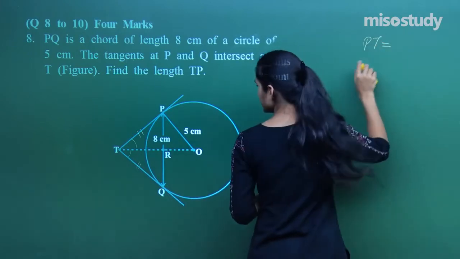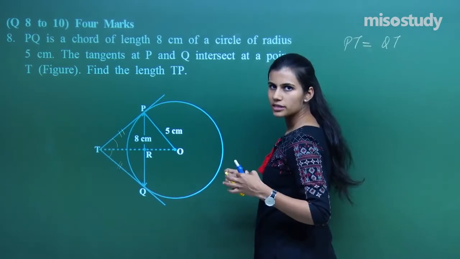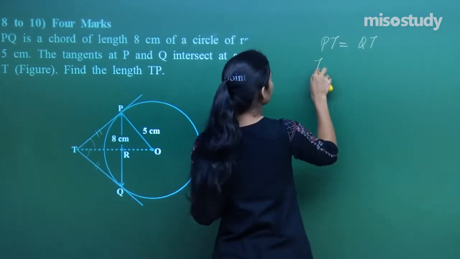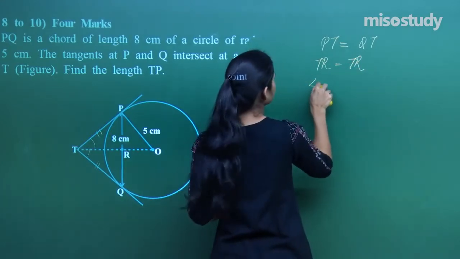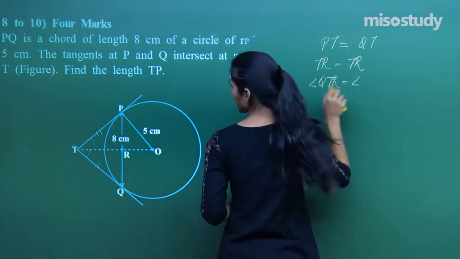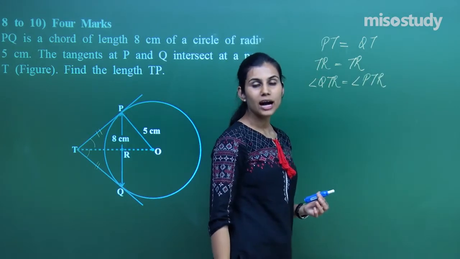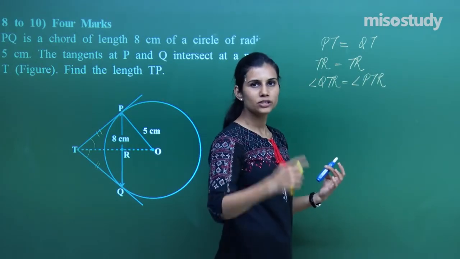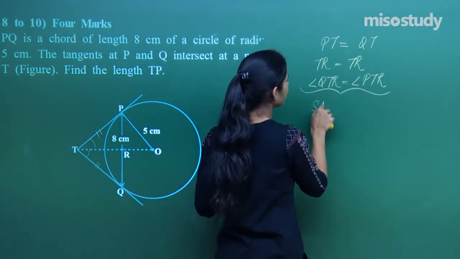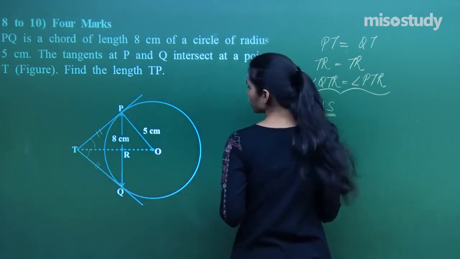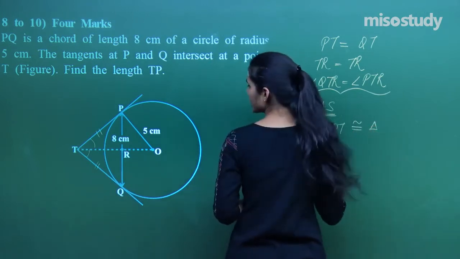I am saying PT is same as QT, because length of tangents drawn from an external point to the circle are equal in length. Then TR is same as TR, and I have angle QTR is same as angle PTR, because the two tangents drawn from an external point to a circle are equally inclined with the line segment joining that external point with the center. So these angles will be equal, and therefore by SAS congruence rule, I will have triangle RPT congruent to triangle RQT.